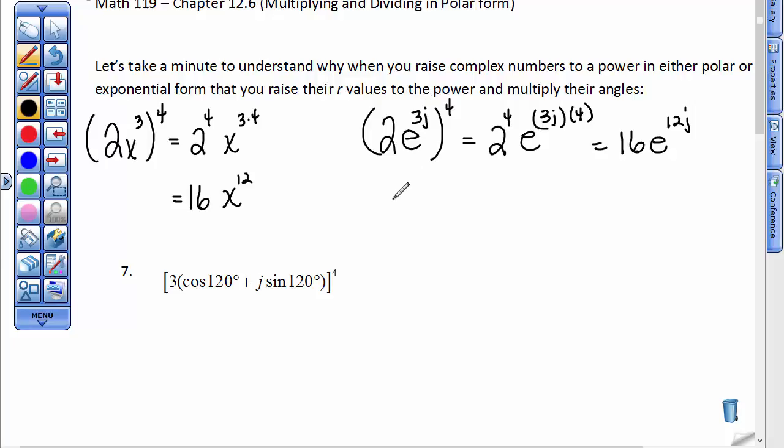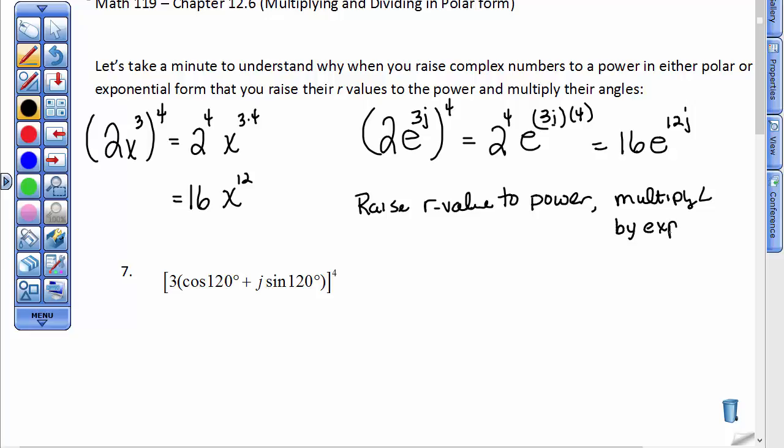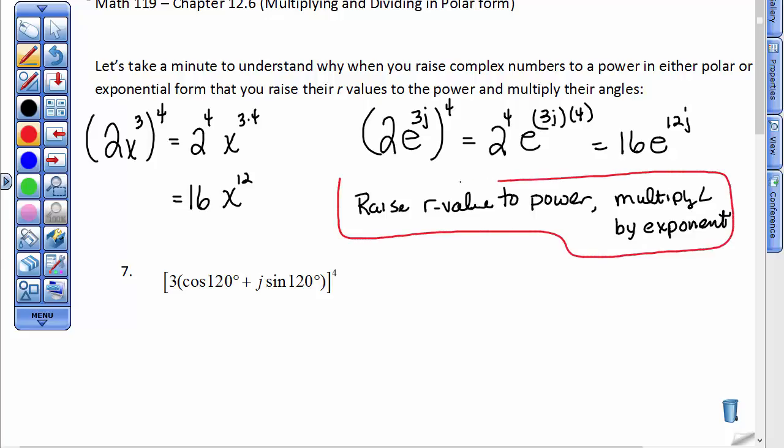So when I'm completing this process, I'm going to raise the r value to the power, but I'm going to multiply the angle by the exponent. I might put this on my note card again: when I raise a complex number to a power, I raise the r value to a power, and I multiply the angle by the exponent.